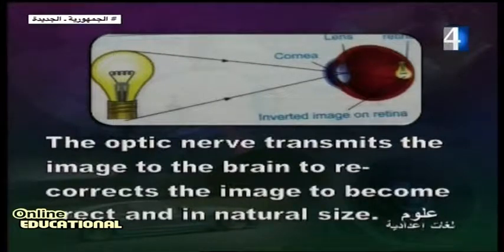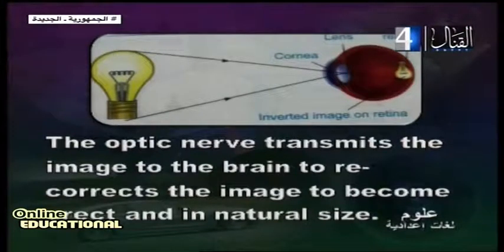So again, image is formed inside the eye, inverted, real, and small in size, but the brain corrects it again.